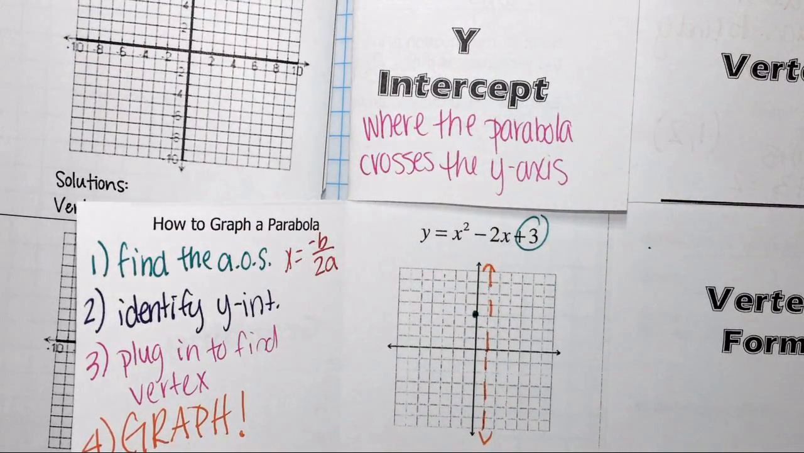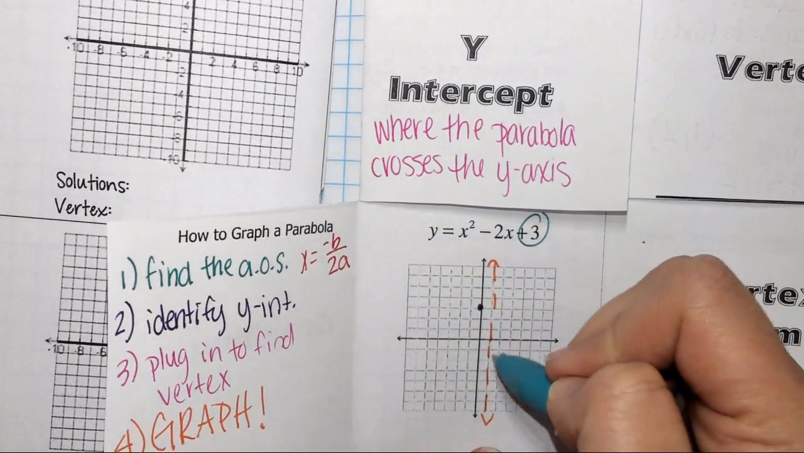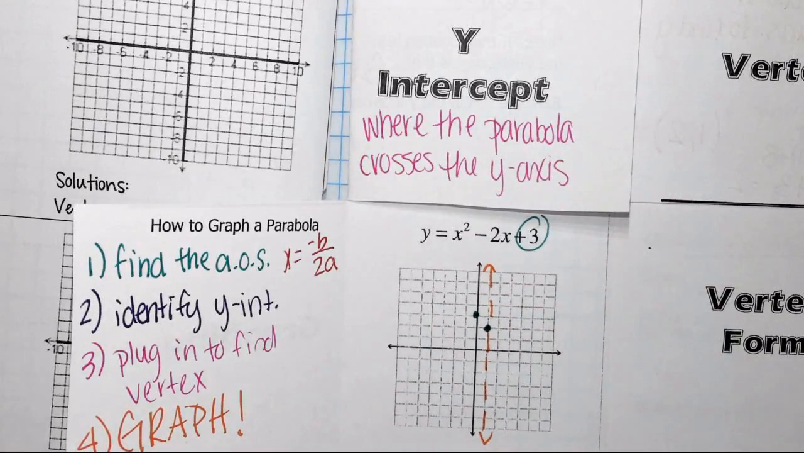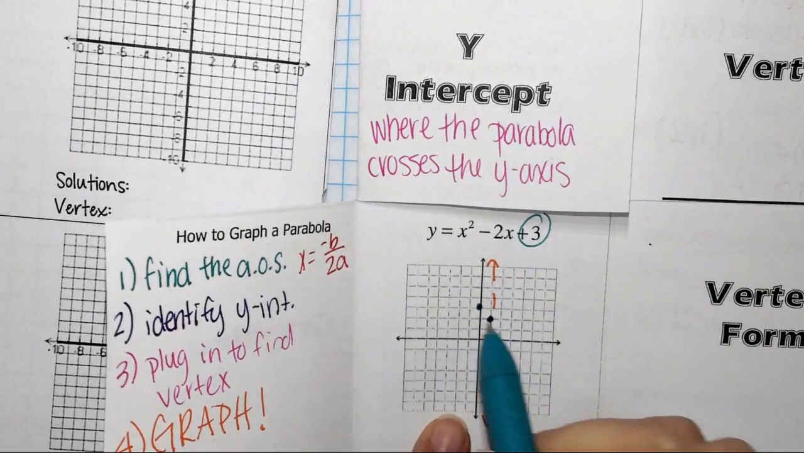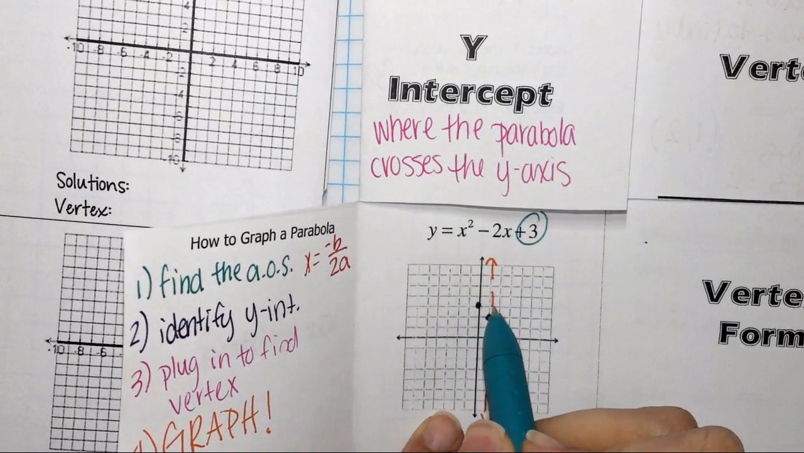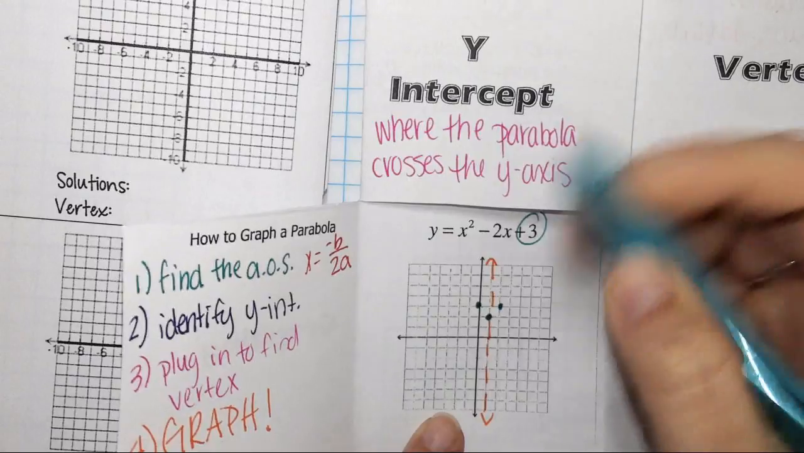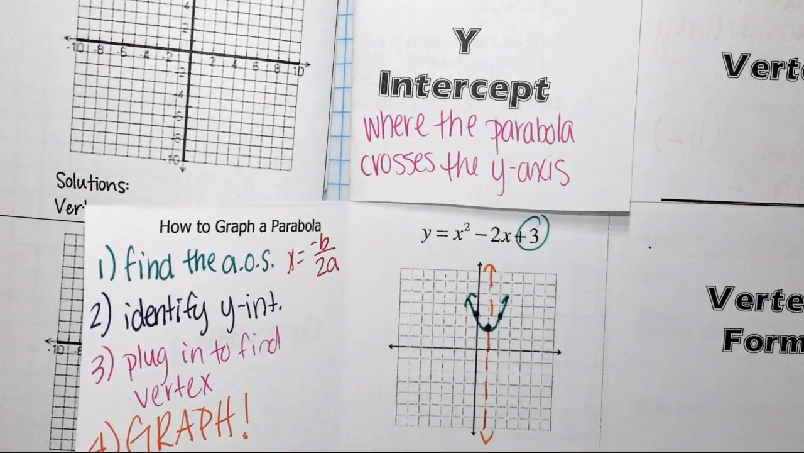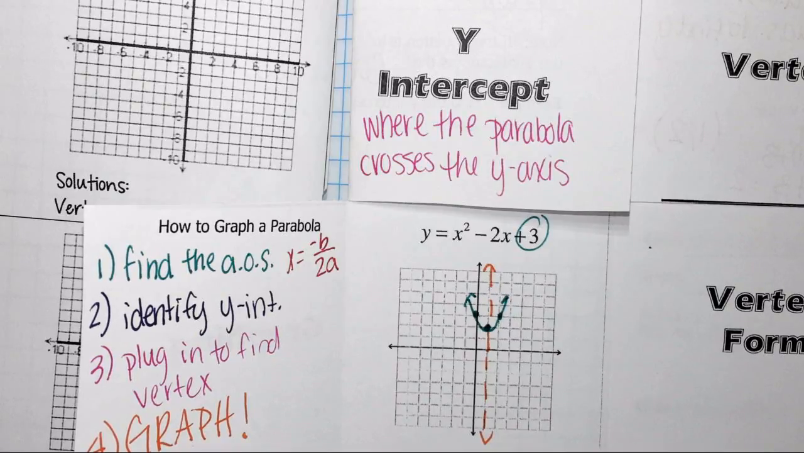What was our vertex? 1 and 2. So you go right 1, up 2. Now, our parabola is a U. Do we have enough to make a U? No. But if this is 1 unit away right here, how many units away is it going to be over here? 1. That's all you have to do. So we just add 1 on the other side. Because you have to make it a parabola, you got to make it even.